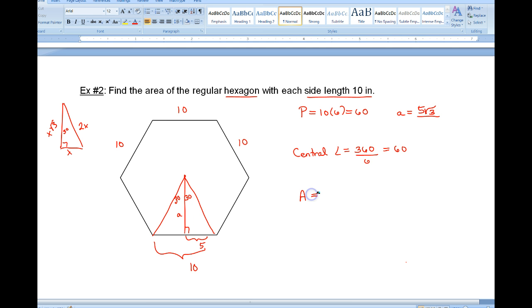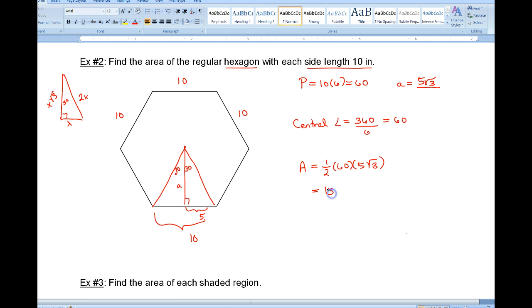So for my area, do I have both things that I need? Yeah. It's 1/2. So my exact answer would be 150 root 3 square inches, or somebody wants to give me the approximation. Half of 60 is 30. 30 times 5. Good. 150 times square root of 3.